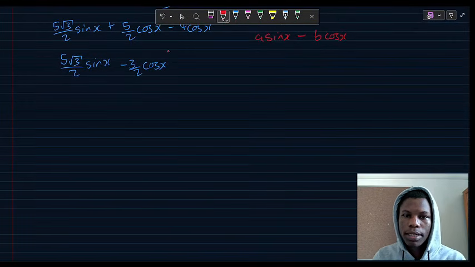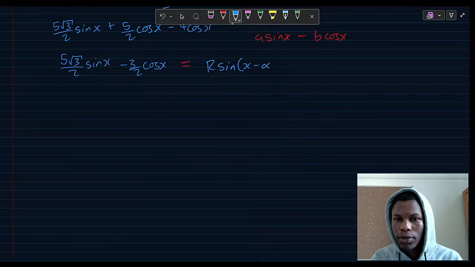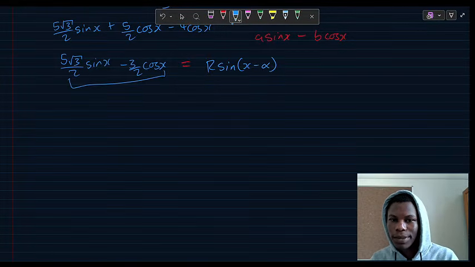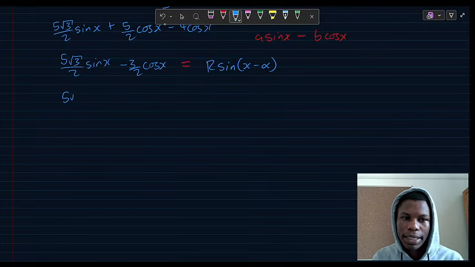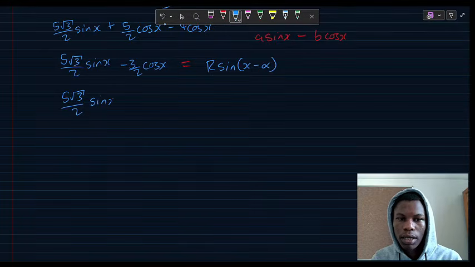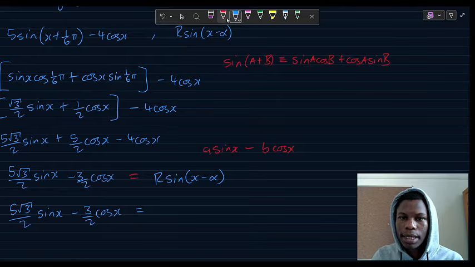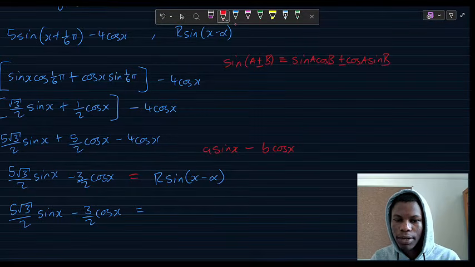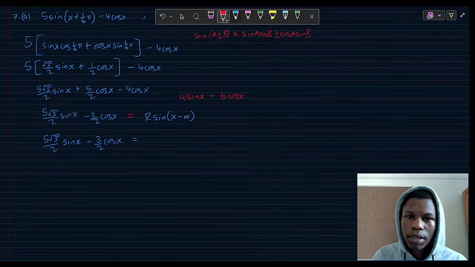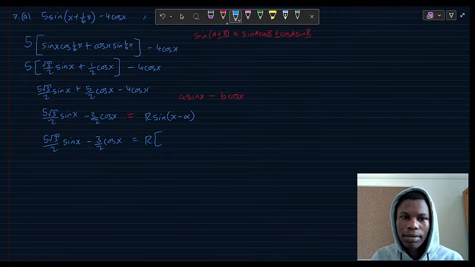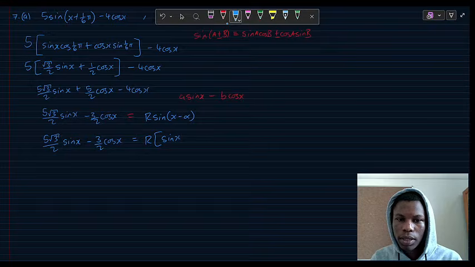So I'm going to equate this to our r sine(x - alpha), because we're trying to find an equivalent way of writing this in terms of r sine(x - alpha). Then I want us to expand the right-hand side using compound angle formulas. We want to use the same compound angle formula, but this time it's negative: sine(a - b). Our a is x, our b is alpha. So that becomes, factoring out the r, sine x cos alpha minus cos x sine alpha.